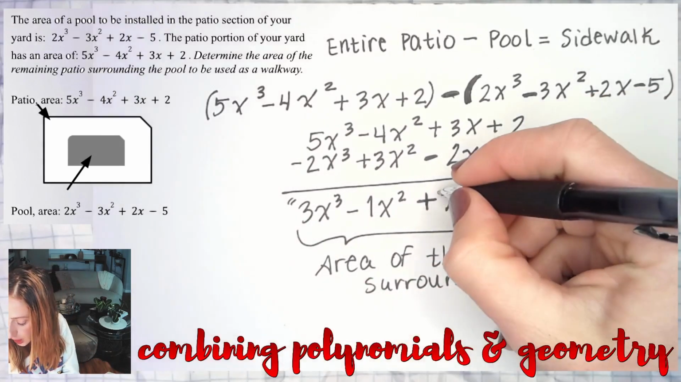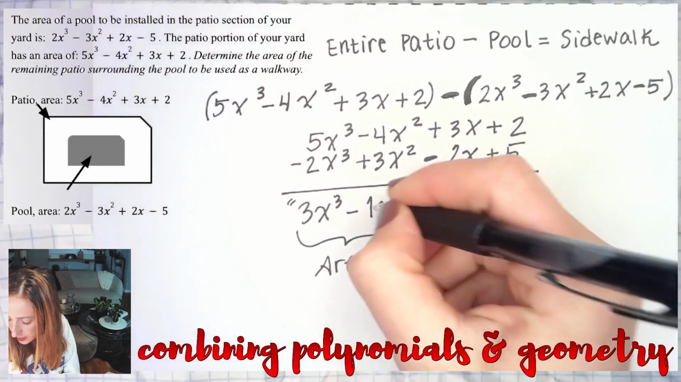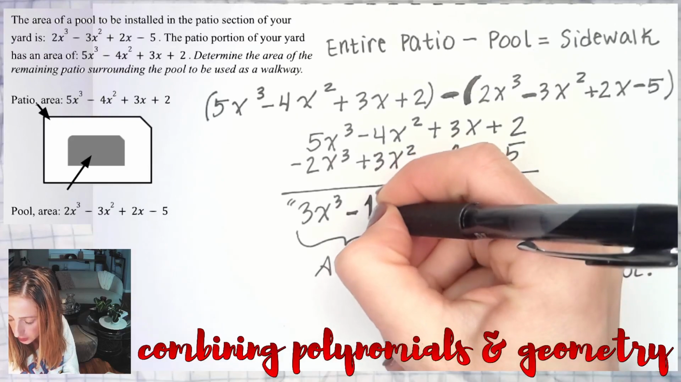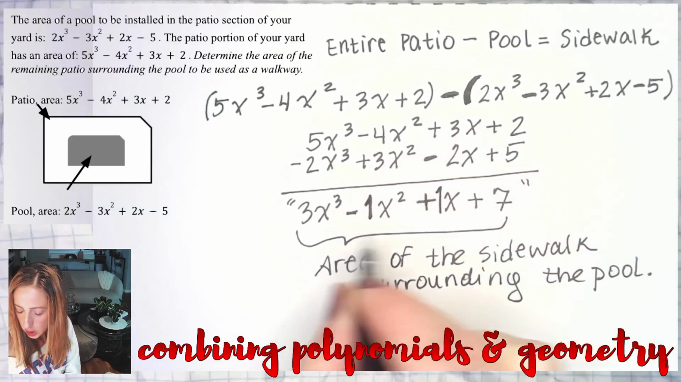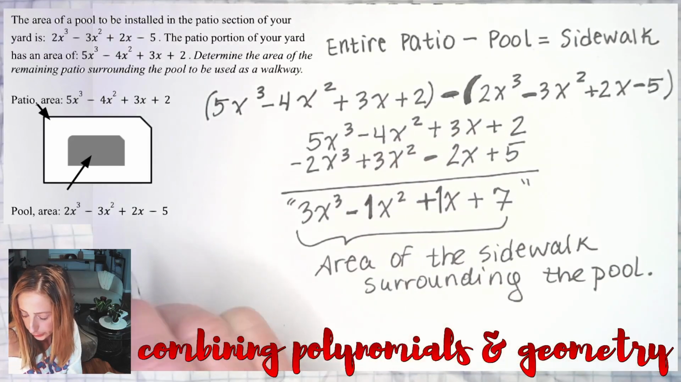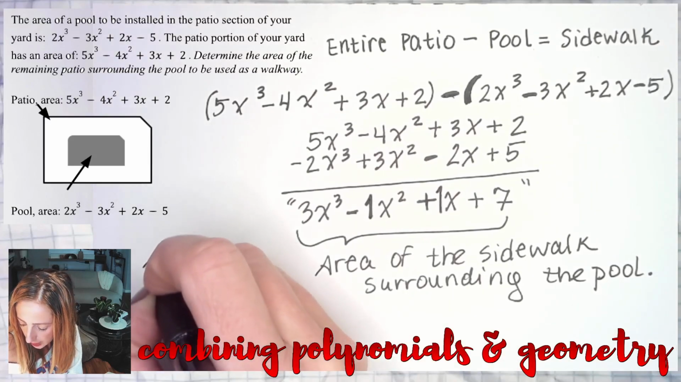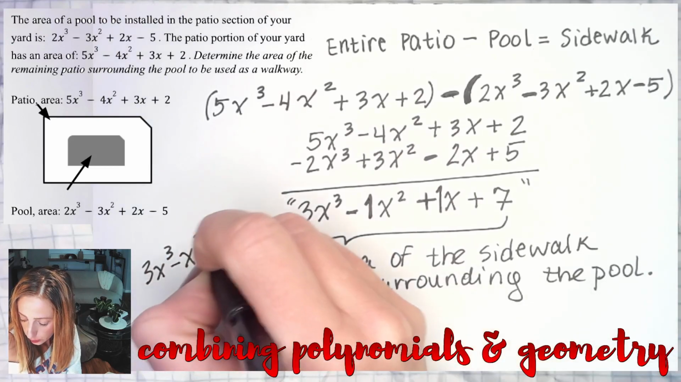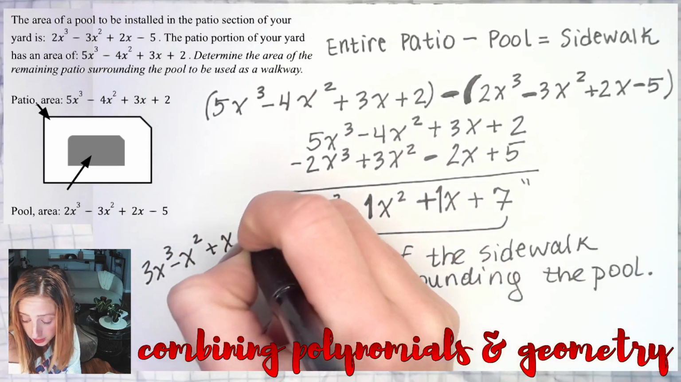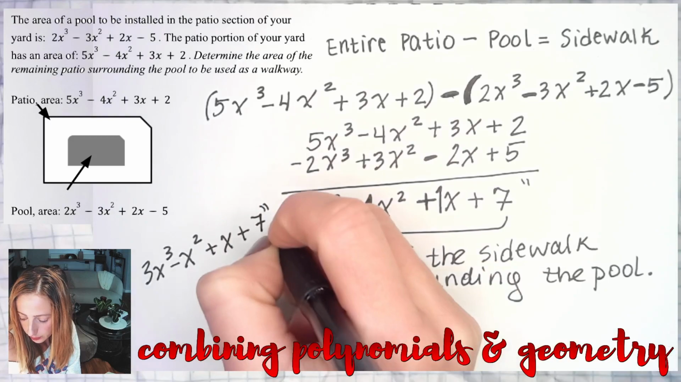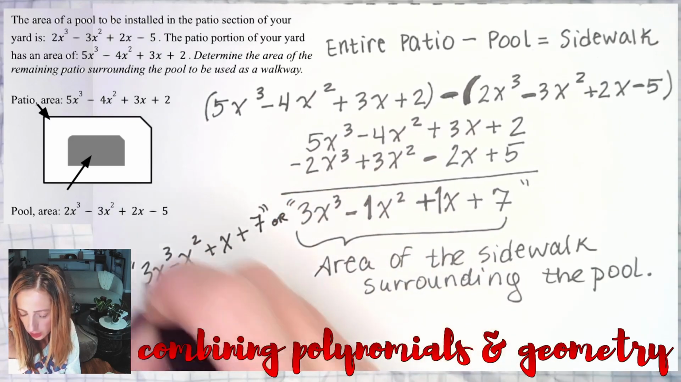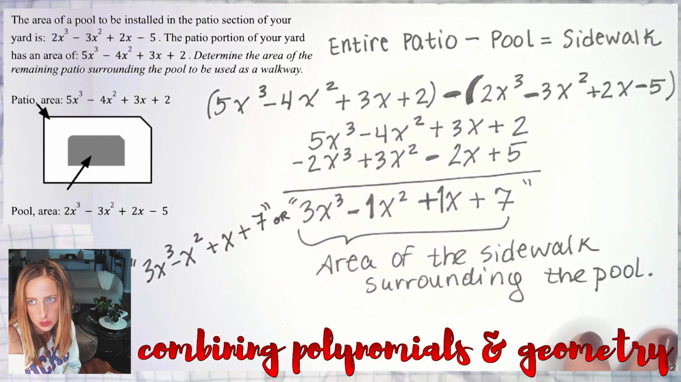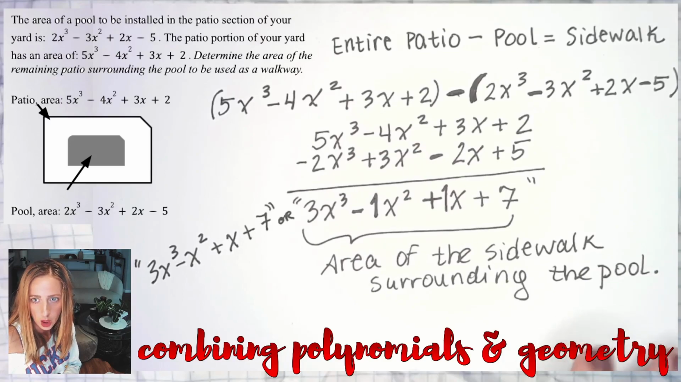Something's better than nothing. The one in front of this x and the negative one in front of the x squared are not necessary. You could also write it as 3x cubed minus x squared plus x plus 7. Those are the same. We obviously don't need to have those ones as coefficients, but you can, okay?